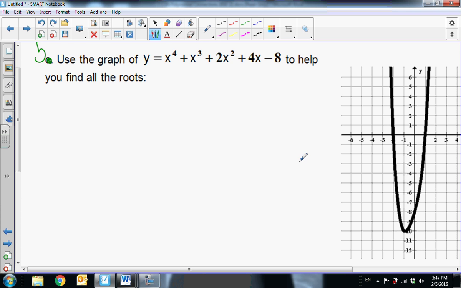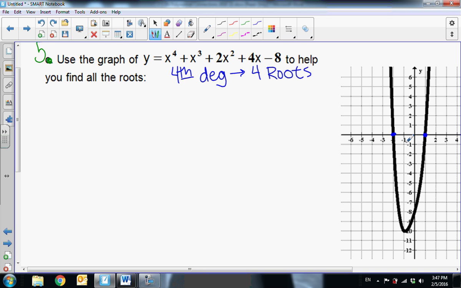Now the graph helps us identify two potential roots. But what's the degree of this polynomial? 4. How many roots does a fourth degree polynomial have? 4. We've got to be able to find all 4 roots. So we're going to use the roots that we can see here.